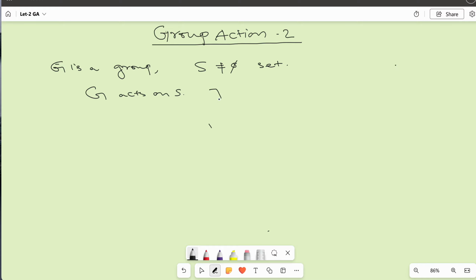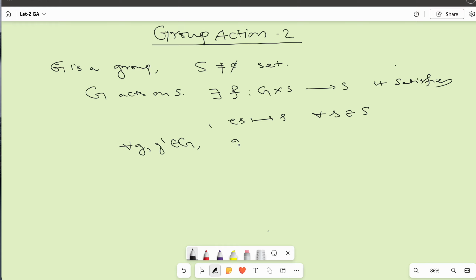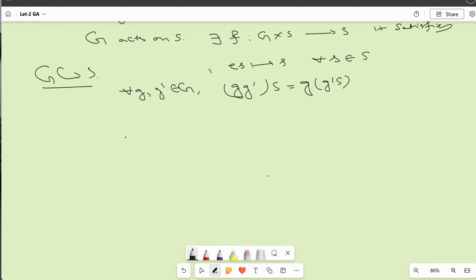Suppose there exists a function f from G cross S to S that satisfies two properties: that e s equals s for every s inside S, and for every g' inside G, g' s is actually nothing but g of g' of s. If these two properties are satisfied, then we say G acts on S. This is the actual definition of group action.